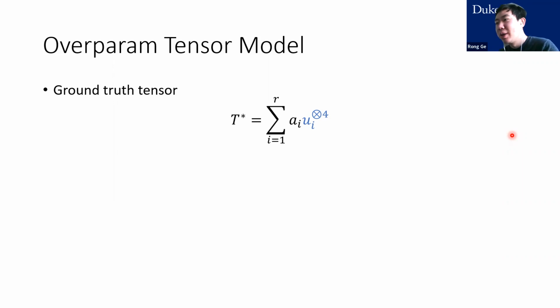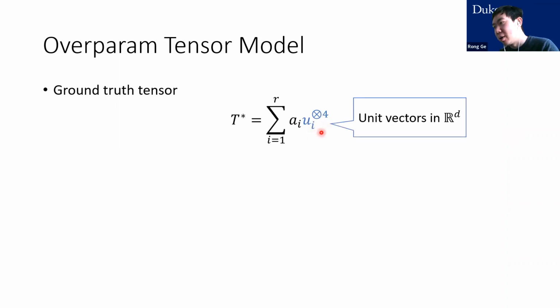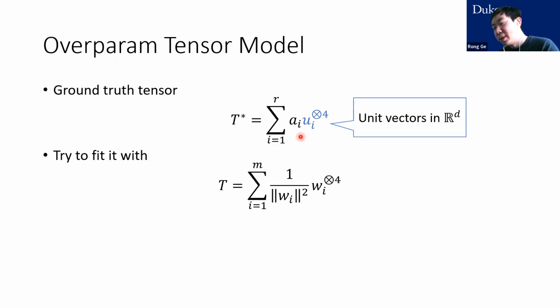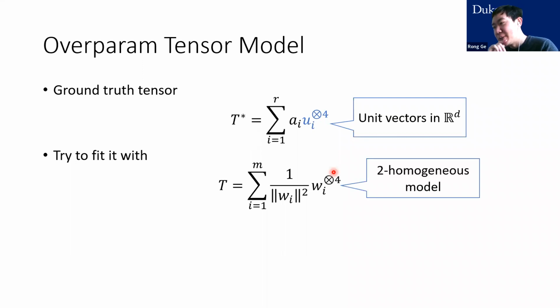We have a ground truth tensor, which has the form of summation a_i u_i tensor to the 4. Here we are thinking the u_i are unit vectors in d dimensions, and a_i is a coefficient that changes the norm of the component. We are going to try to fit this ground truth tensor with a tensor T that's, again, parameterized a little bit strangely. We have w_i tensor to the 4. These are individual student components, but we multiply that by a coefficient of 1 over the norm of w_i squared. If you think about it, by multiplying with 1 over norm of w_i squared, we are making this model too homogeneous.